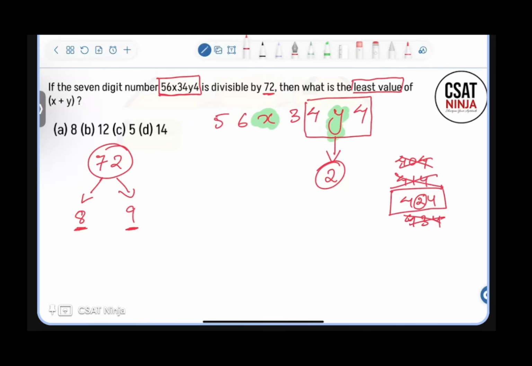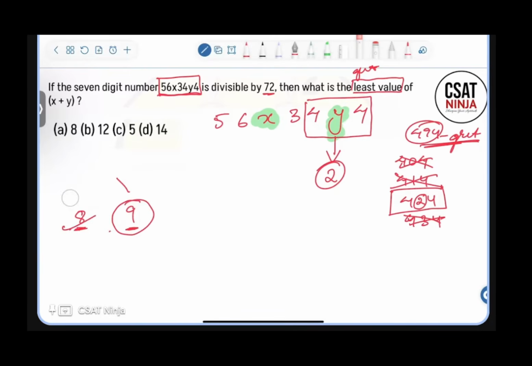Start from 0 and so on. But if this one says the greatest, then you start from 9, 494. If it is greatest. Okay. Now the y value here is 2. But I need to check for what? I need to check for 9 as well. I know that this number is divisible by 8 as well as 9. So let me check for 9.